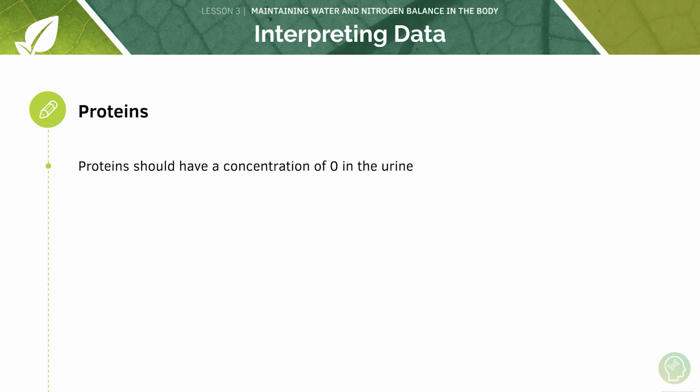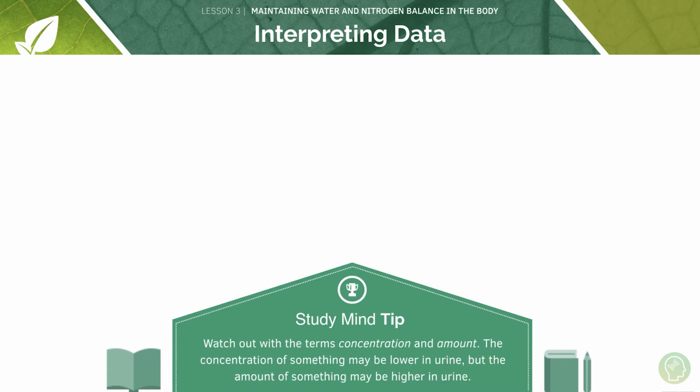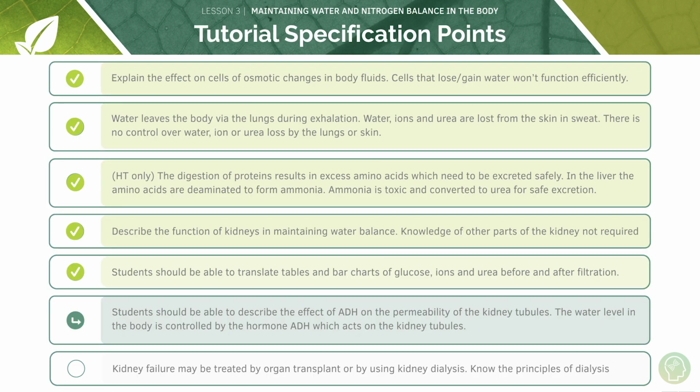Glucose shouldn't be present in the urine at all, as I said earlier. And urea should have a higher concentration in the urine than the plasma. So we can see a higher concentration in the urine than in the plasma. And just like glucose, proteins should also not be excreted in the urine. So don't get this muddled up.